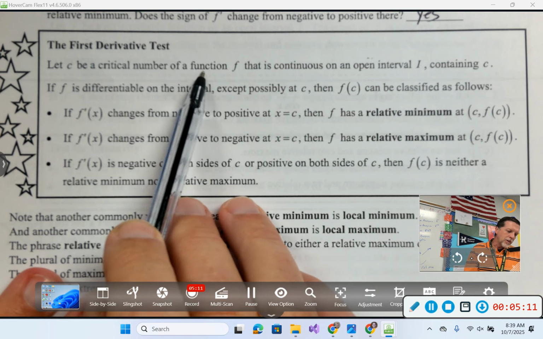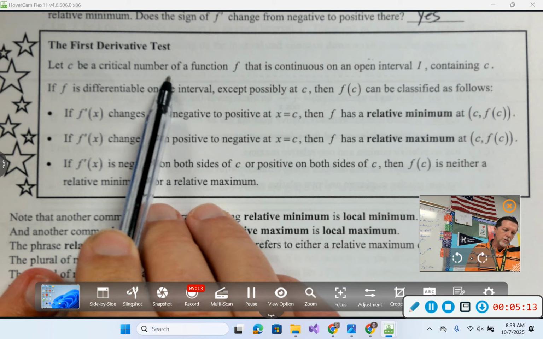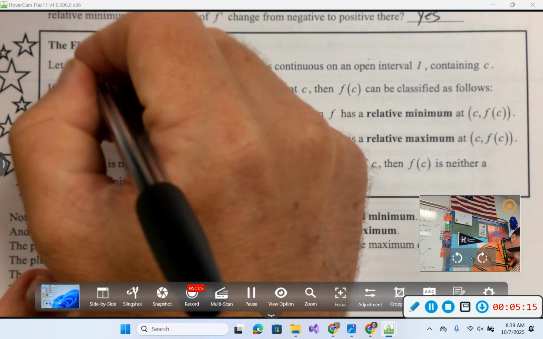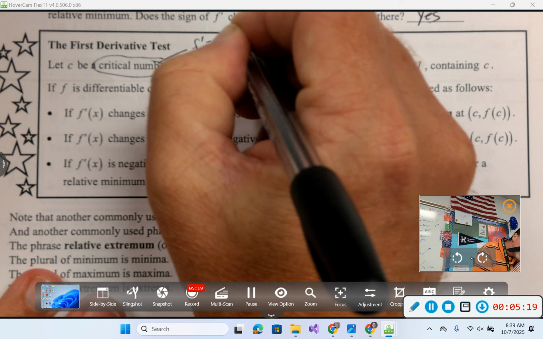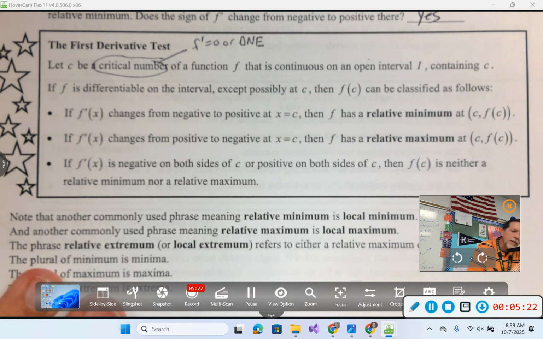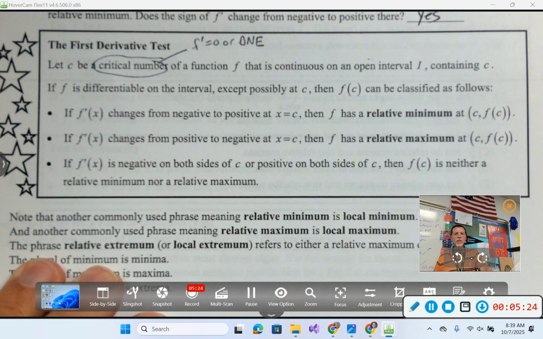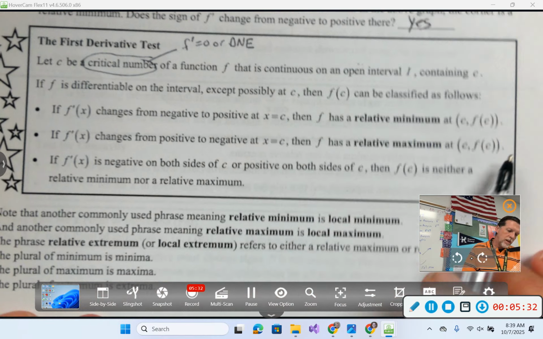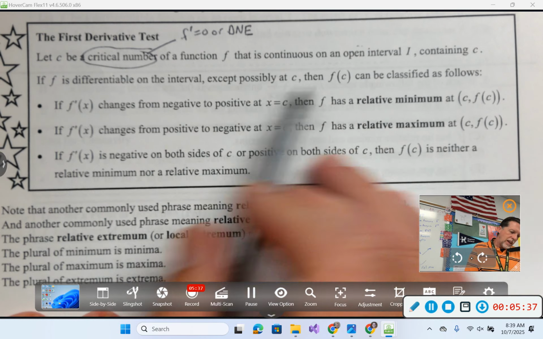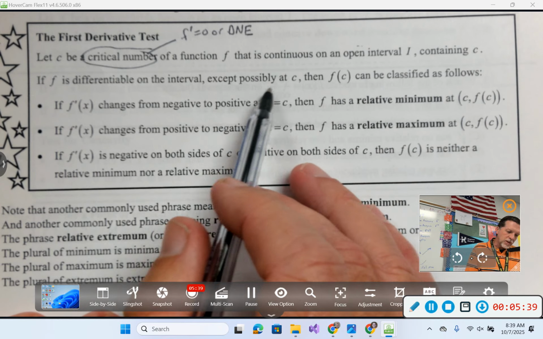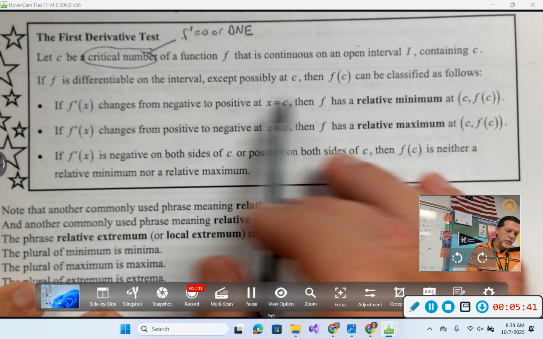Let c be a critical number. We already know what critical numbers are. Maybe we should remind ourselves, that's f prime equals 0 or doesn't exist. So that's our pool of potential maximums and minimums. Out of that pool, if the function is continuous, if f is differentiable except possibly at c, there's a lot of words we don't have to worry about.